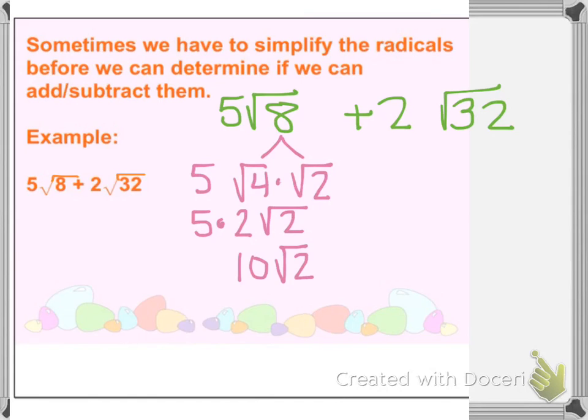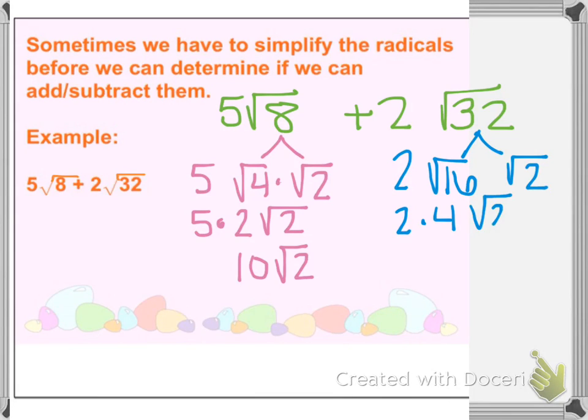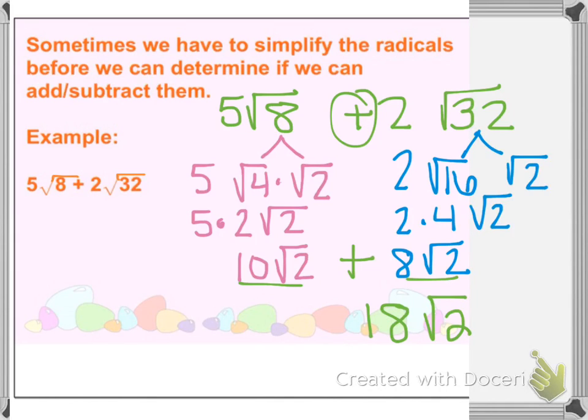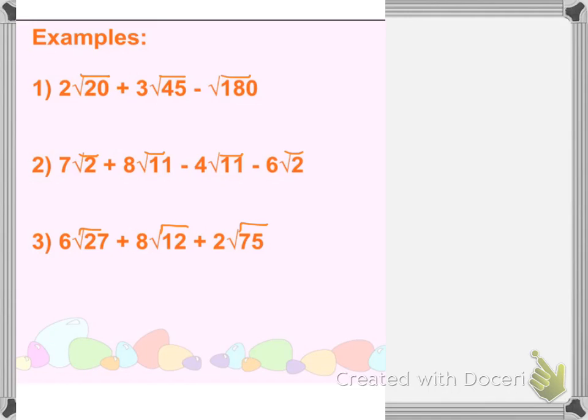Move on over and do the exact same thing to the 32. This 2 is on the outside. 32 is divisible by 16 and 2. 16 comes out as a 4. 2 stays inside. 2 times 4 gives me 8 radical 2. Once I've simplified everything, I just keep the sign whatever was in the middle, in between, which was addition. And now I can see that now they match. So 10 plus 8 is 18. And the square root of 2 stays the same because they were the same. So this one had to be broken up before I could decide if they could be put together.